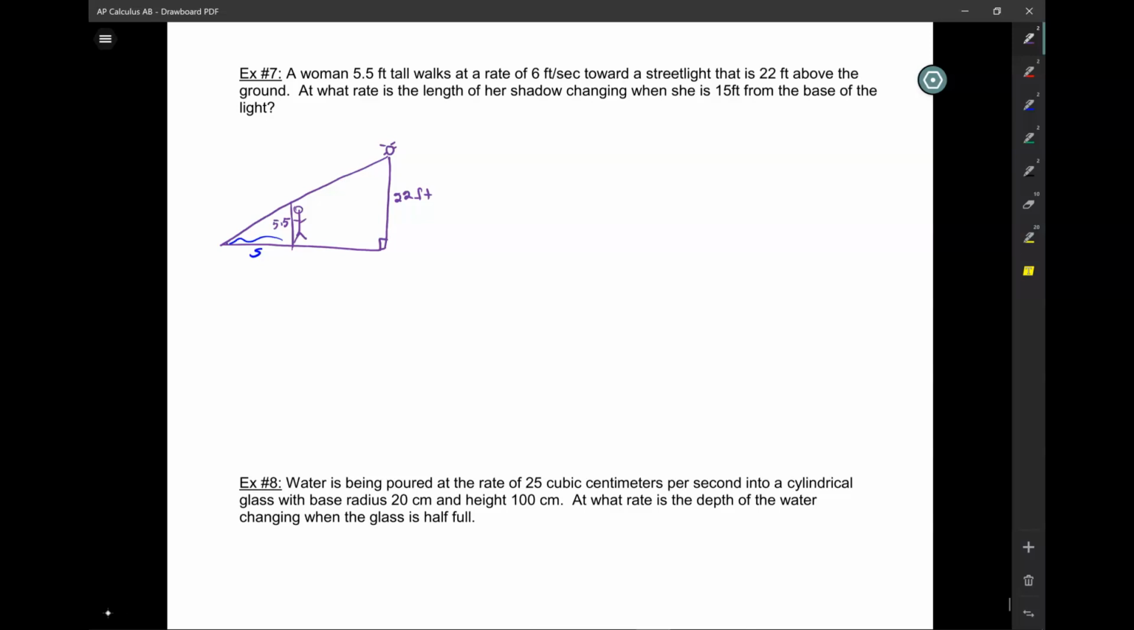So a woman 5.5 feet tall walks at a rate of 6 feet per second toward a street light that is 52 feet above the ground. So we know that that's the length of the shadow, and we're going to call this X. The woman is walking towards the street lamp. So when she's walking at a rate of 6 feet per second, she's covering that distance X. So dx/dt is 6 feet per second.